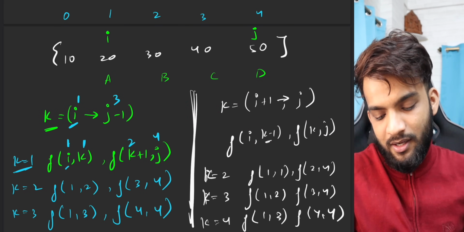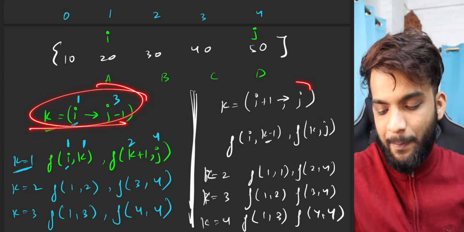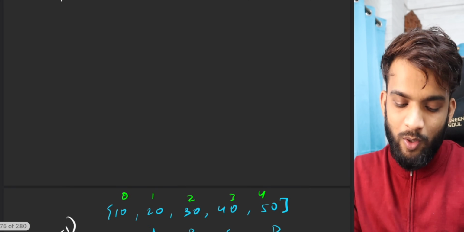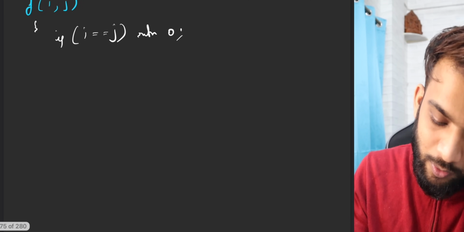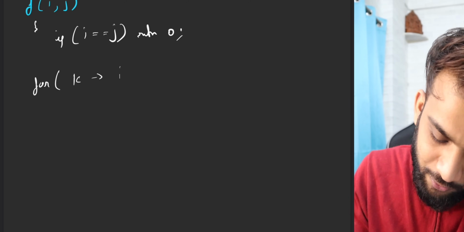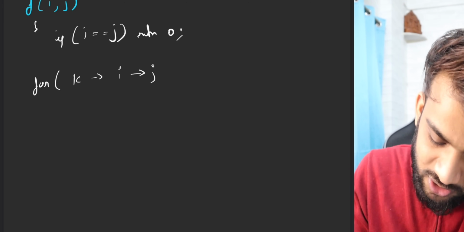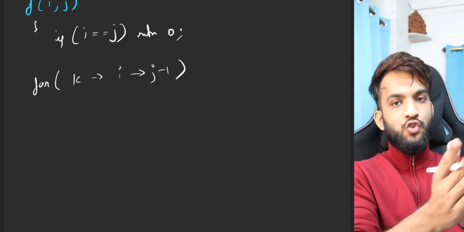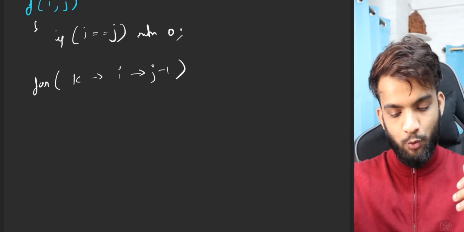So what did I say? Do the partitions. And in order to do the partitions, I know very simple: what do I need to run? I need to run a loop. And you can run any loop. So I will prefer running it from i till j minus 1. So I'll run a loop from i to j minus 1. That is something which I will do.